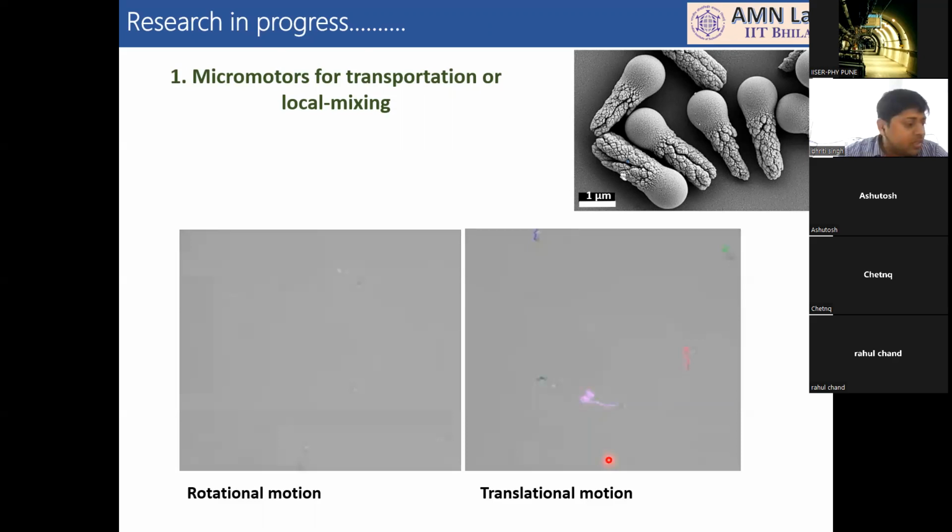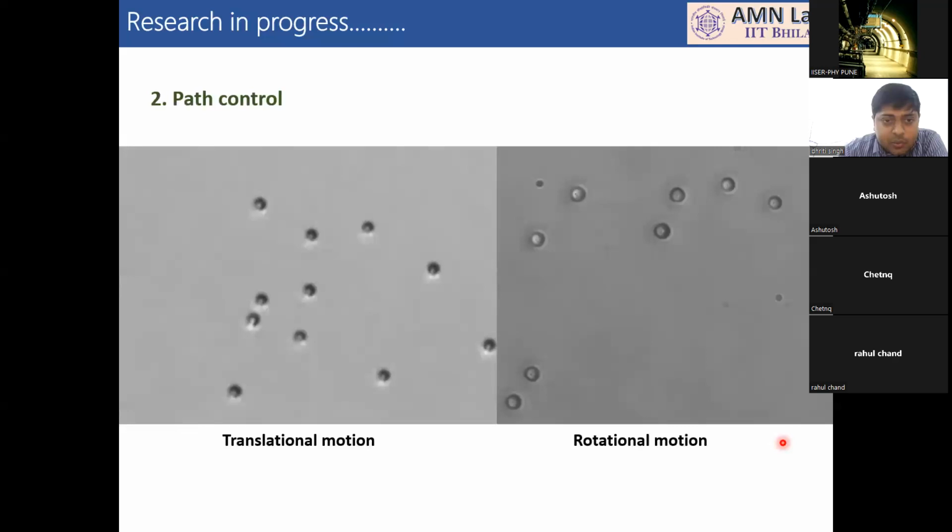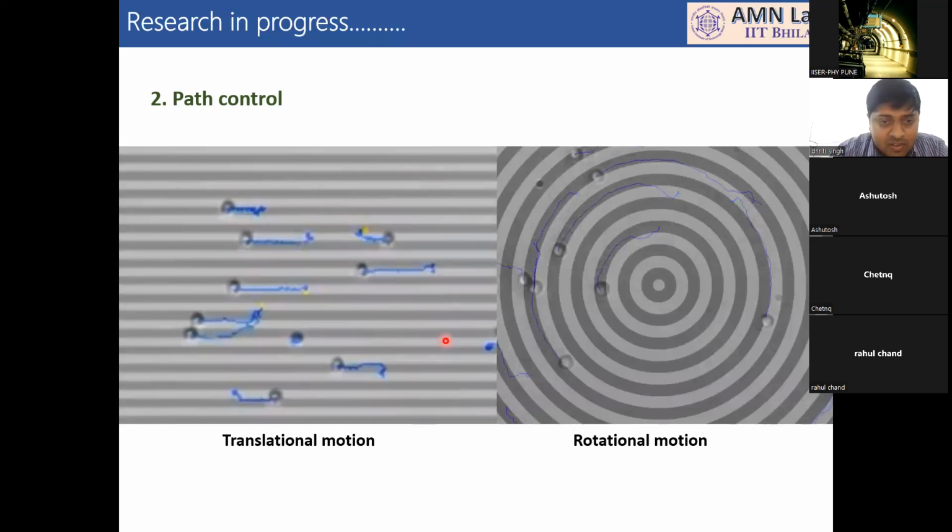I will not go into the detail of how we are actually doing this, because this is work in progress. But you can see that this is a translational motion for the same particles, and here we have trained them to move rotationally. So they can be used for local mixing of fluids, like a stirrer, and they can be used for long range transportation. Here you can see that by just casting the pattern, now they are doing Brownian motion, but when we cast some pattern here, like circular or linear, we can control their trajectories again.